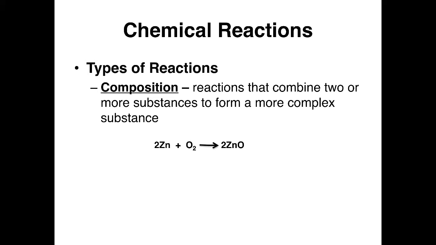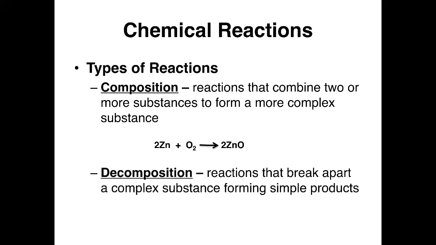So for example, zinc plus oxygen forms zinc oxide. In the previous practice, that last equation where we were forming glucose, that's a composition reaction as well. A decomposition reaction is, as its name implies, exactly the opposite. It's where you break down a complex substance to form 2 or more simpler substances. So here we have potassium perchlorate. It reacts with heat and forms potassium chloride and oxygen. So this is a decomposition reaction.